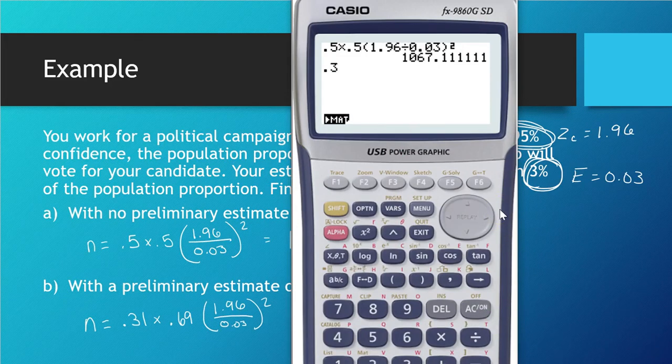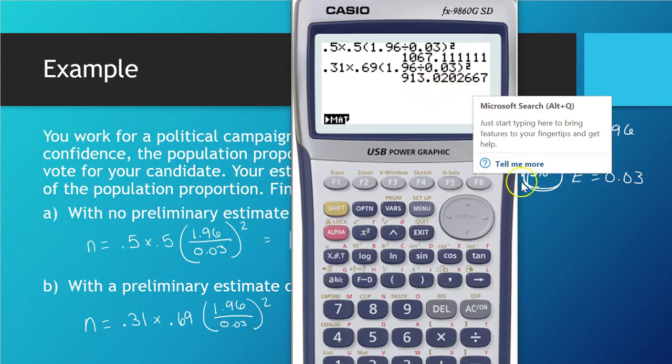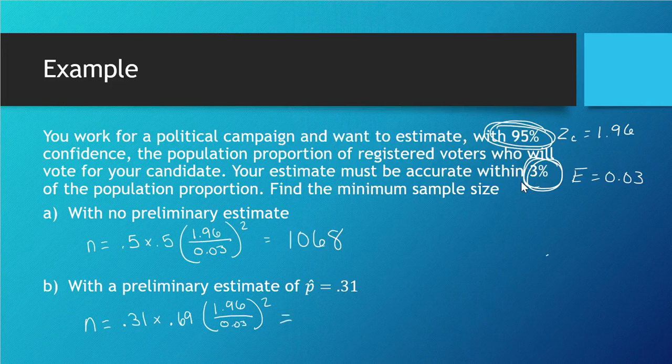All right, so let's go put that in our calculator. So we would have 0.31 times 0.69 times parentheses 1.96 over 0.03. Close the parentheses and square it. All right, 913.02. And again, any sort of decimal means round up. So that means I'm going to sample 914 people to get a 95% confidence interval within 3%. Okay, and that's it for 7C.